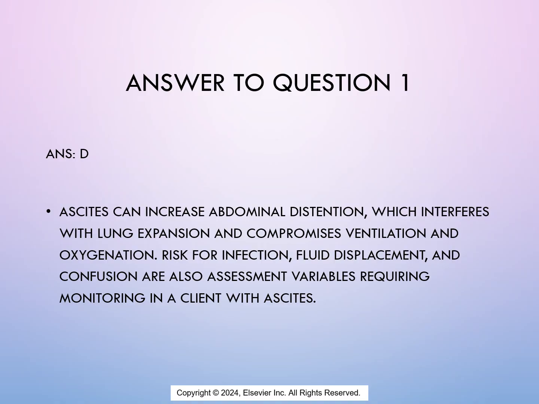So the answer is going to be D as in delta. Those short, shallow, increased respirations are going to be problematic here. Think about those ABCs. Ascites can increase abdominal distension, and that is going to press up on your diaphragm, and it's going to interfere with lung expansion. It's going to compromise ventilation and oxygenation. The risk for infection, fluid displacement, and confusion are also assessment variables requiring monitoring in the client with ascites, but here we are going to have to prioritize.